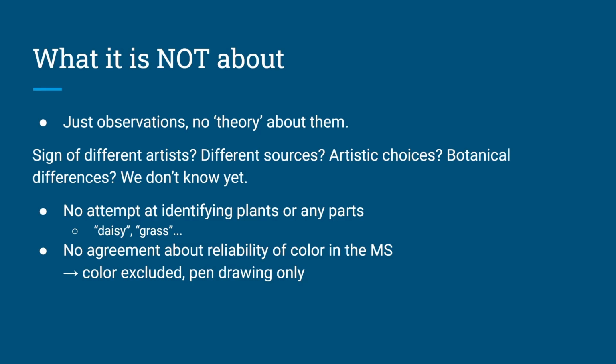While doing this research, Cary and I came up with different words to describe what we saw. For example, a certain typical flower we would call a daisy. But that does not mean that we want to botanically identify it as a daisy. It's just a term that we use, same like grass or some other terms you might come across during this talk. They're just terms we use to be able to refer to what we see. It's not meant as an identification. And as we said before, everyone has a different opinion about the reliability of the color in the manuscript, so we just ignore the color and look at pen drawings only.